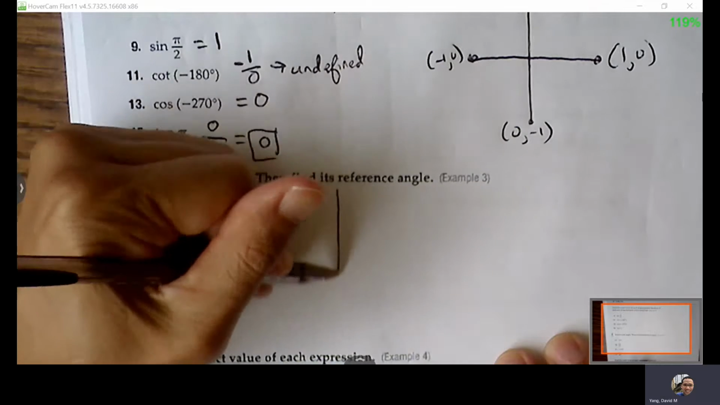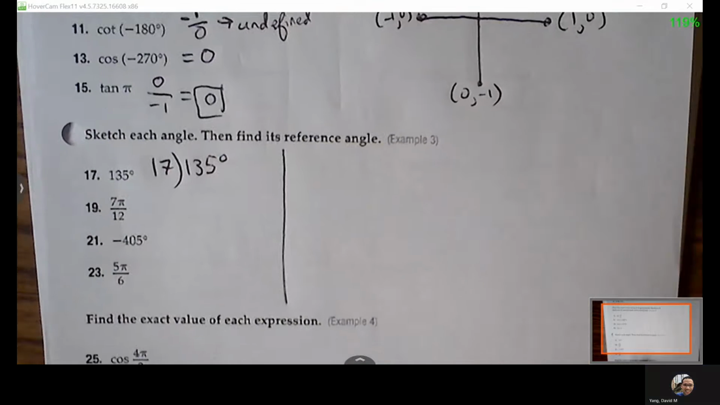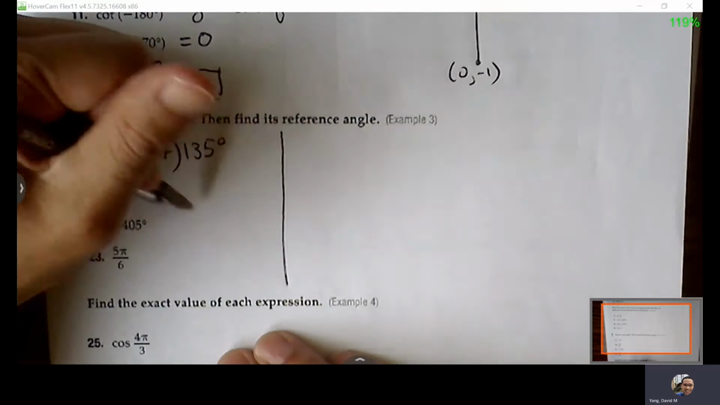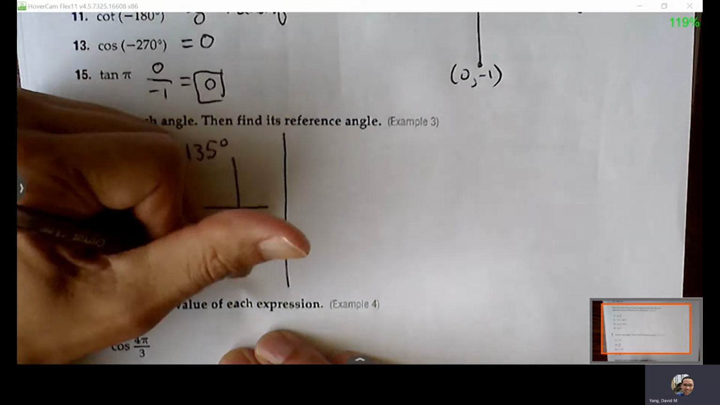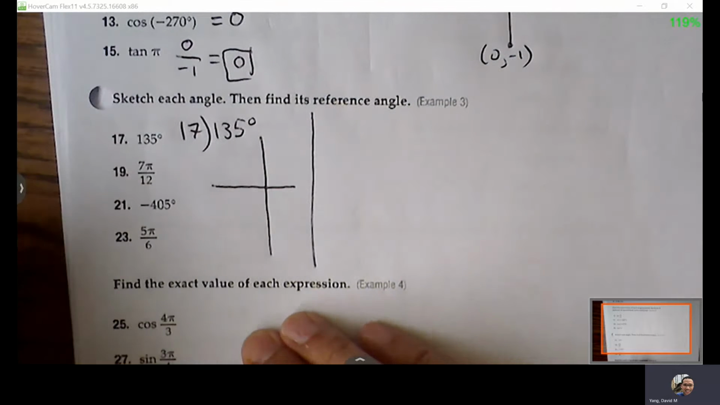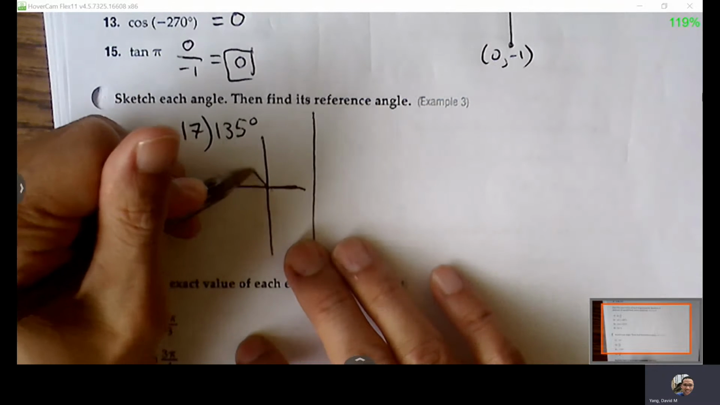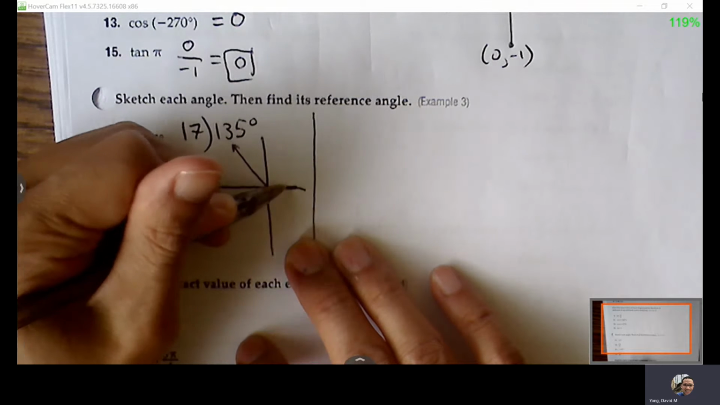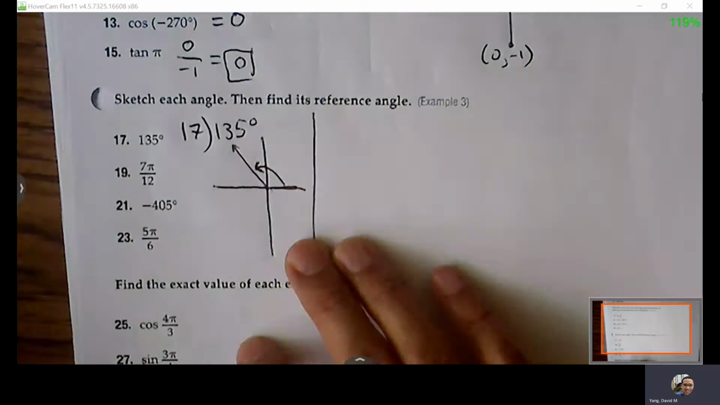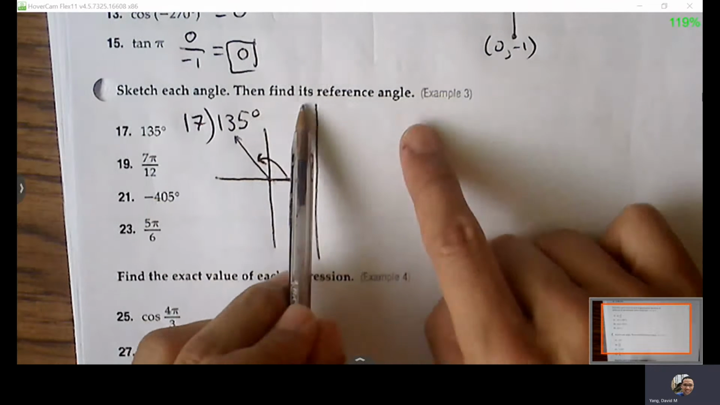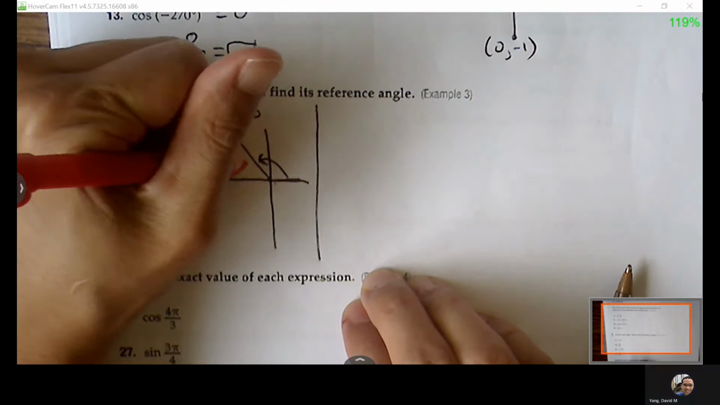I think I have enough space where I'm just going to split this up into 4 regions and draw my graph in each region. So 135, no need to be super accurate, but we do know where it's located. Which quadrant? Second quadrant. So okay, we're going to just identify how we reach that angle. And then it says find the reference angle. So reference angle is here.